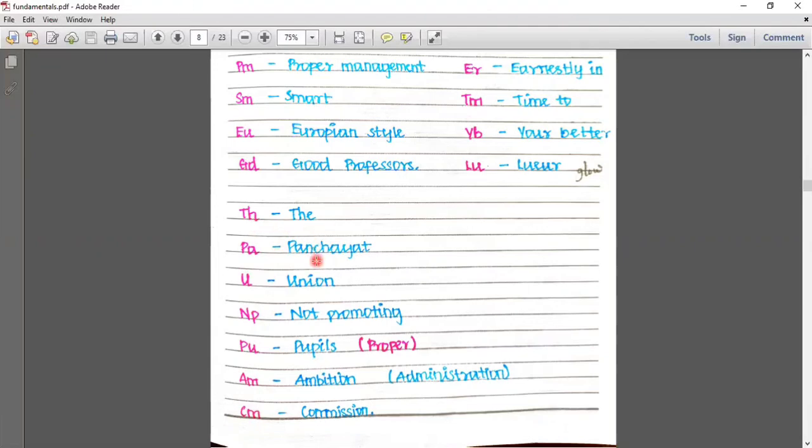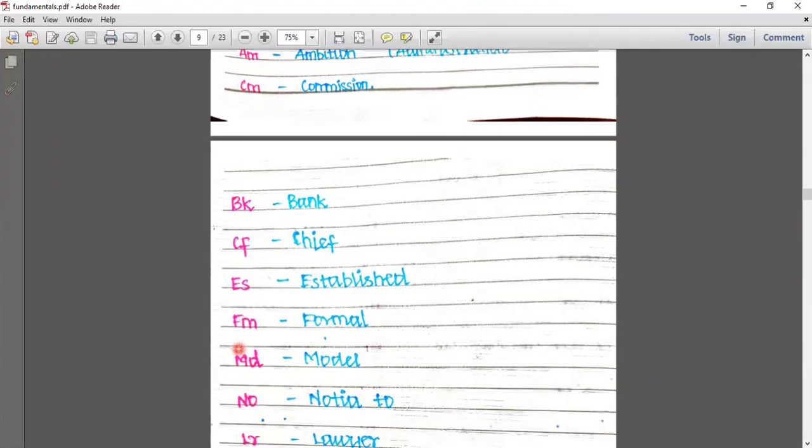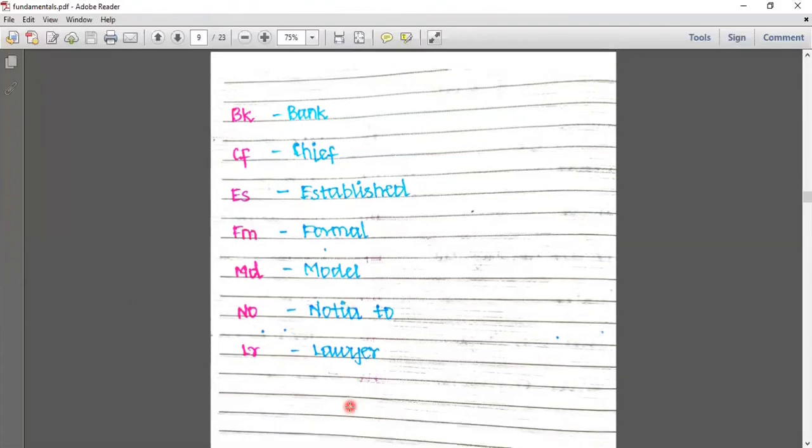Then: the Panchayat union not promoting pupils or proper ambition, commission or administration, anything you can use. Then berkelium, californium, einsteinium, fermium, mendelevium, nobelium and lawrencium. Berkelium Bank, Californium Chief, established formal model notice to the lawyer.